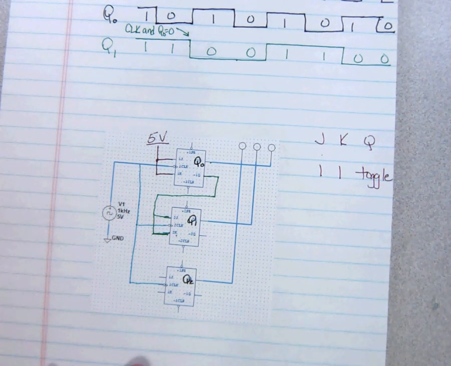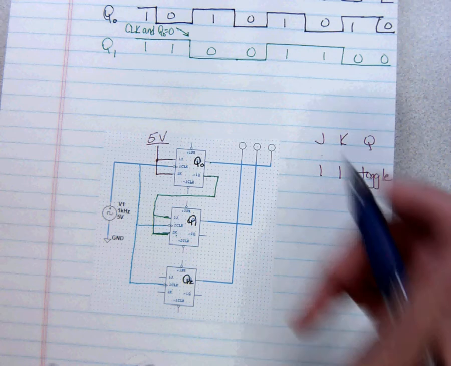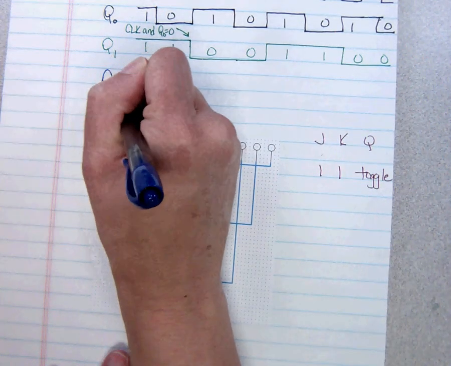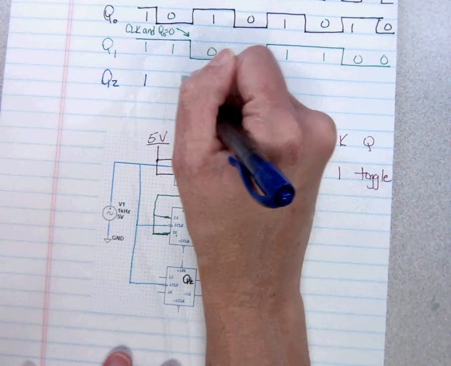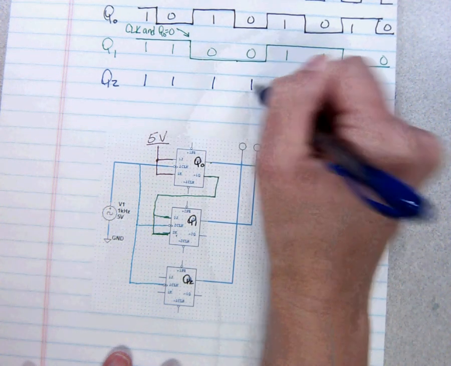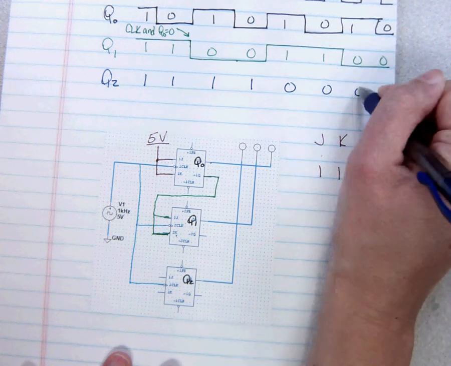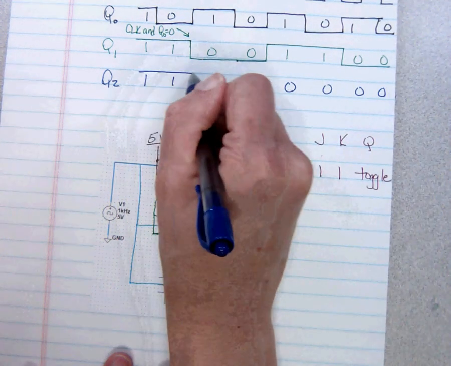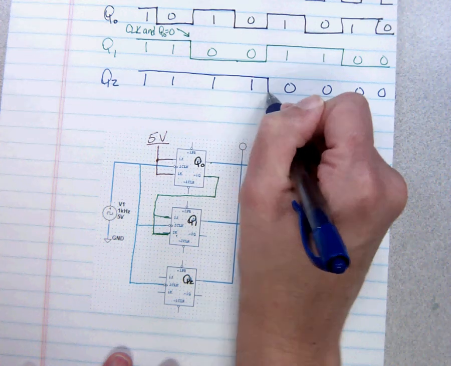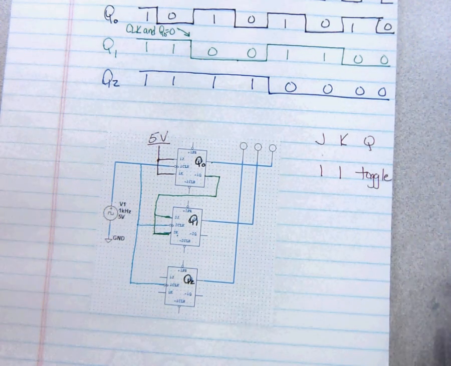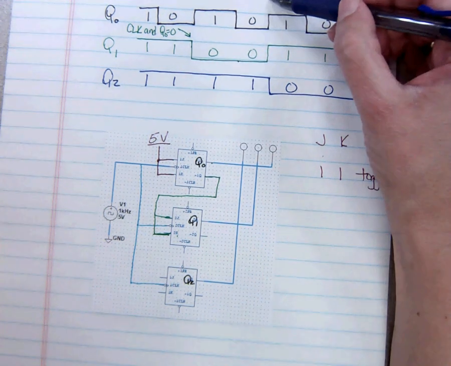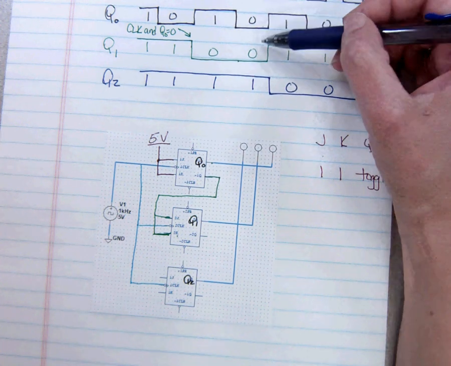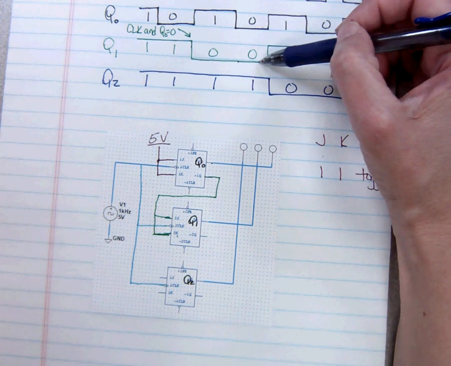Okay, going on to Q2. Q2 is going to be half the frequency again, and we'll be starting at 1 because we are counting down. So here we're at a 1, and then we change to a 0. So looking at this again, it is going to trigger on a falling edge of the clock, but I only want it to do that when both Q0 and Q1 are at a 0.